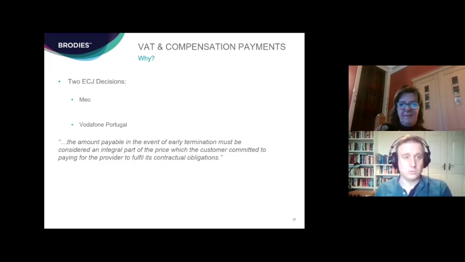And two, that this termination payment was consideration for this supply because ultimately the price of this supply is 12 months of payments. And the fact that you are having to pay some of these in the form of a termination payment doesn't stop it being a payment for the supply, for making the telephone facility available, and therefore VAT ought to apply.